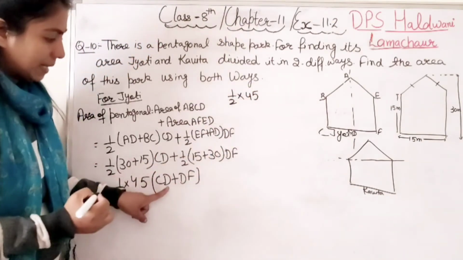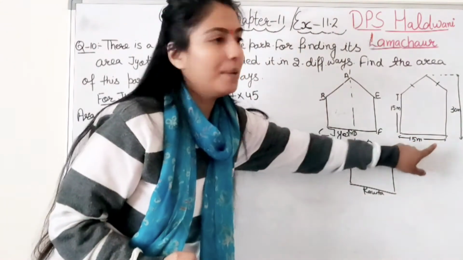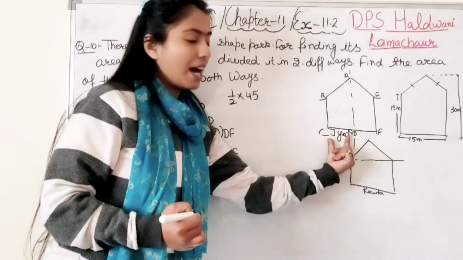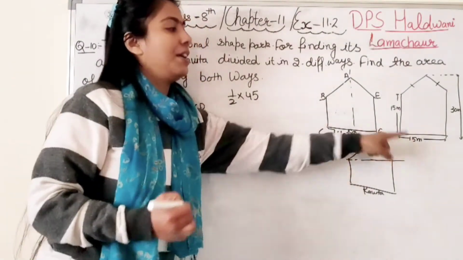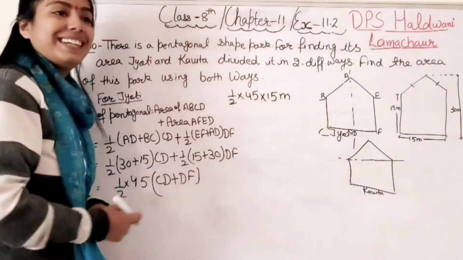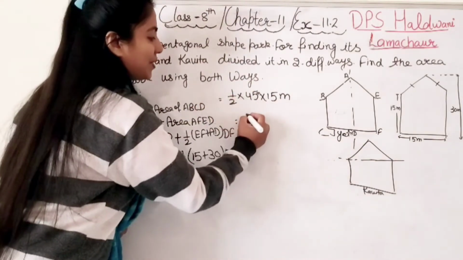Now see, students, CD plus DF. This full length is given to you, 15. This half we don't know. So CD plus DF becomes the full length. So that is 15 meter into 15 meter. And with this also 1 meter is there. Right? Now do the calculation.